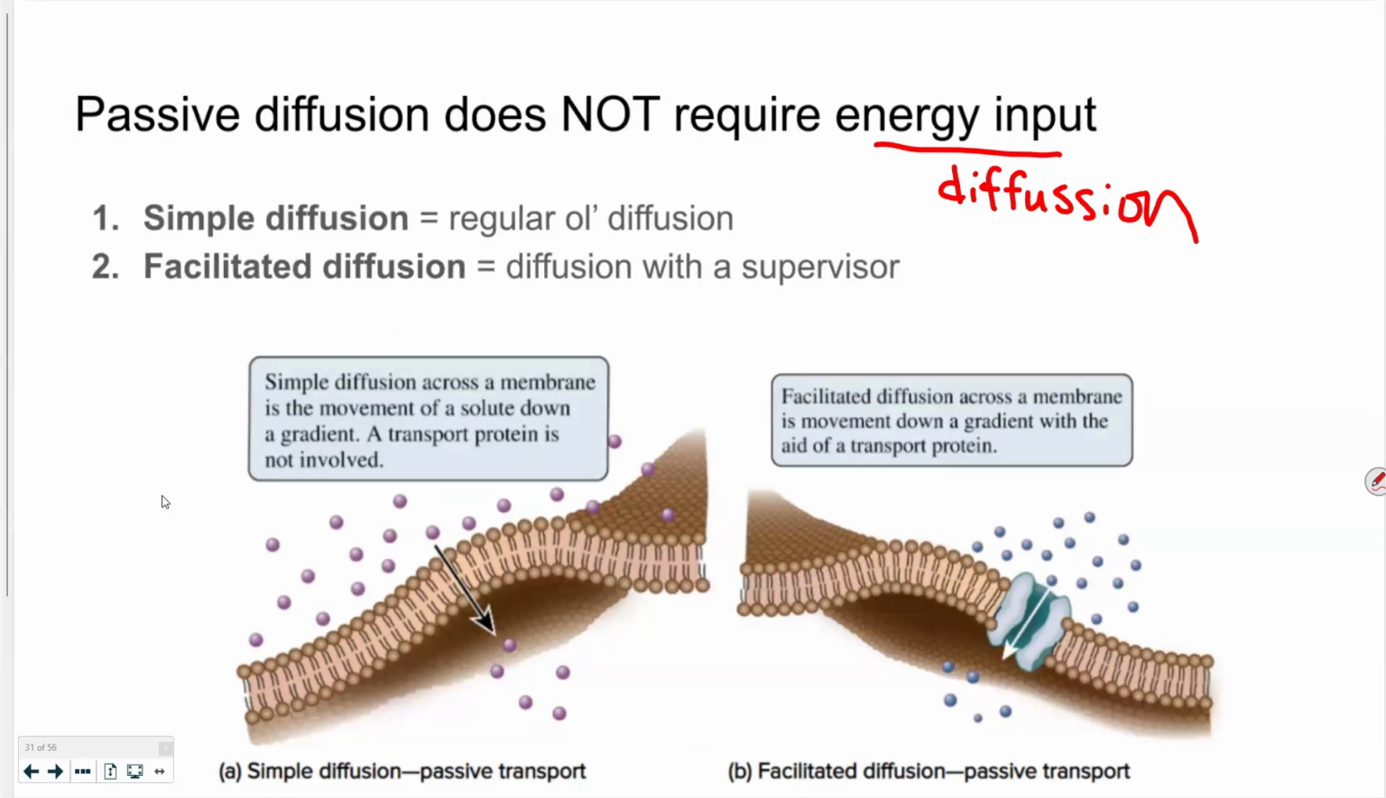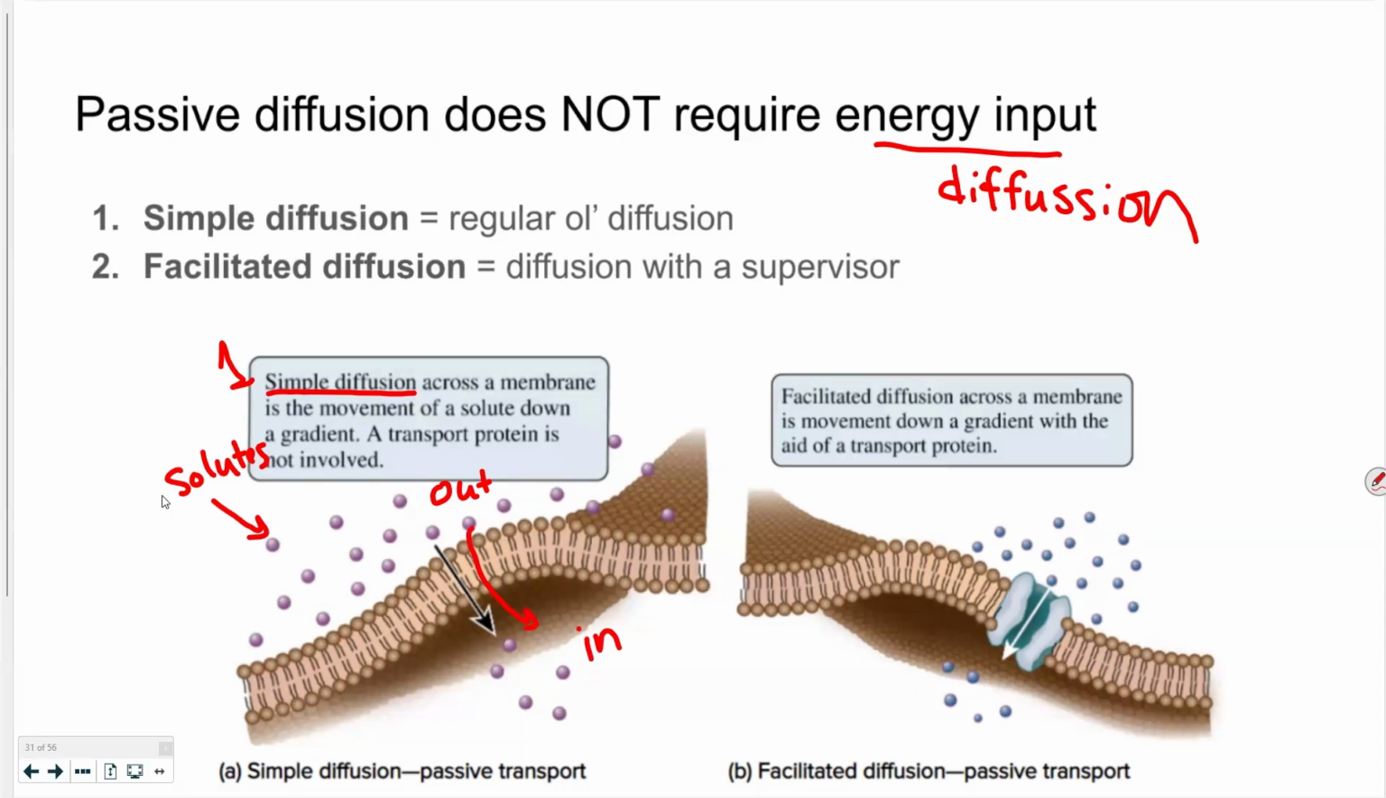So let's talk about two different flavors. First we're going to talk about simple diffusion, which is where our solutes are just going to slip between the phosphates to get from the outside of the cell into the inside of the cell. This is going to be driven by the random movements of those particles.